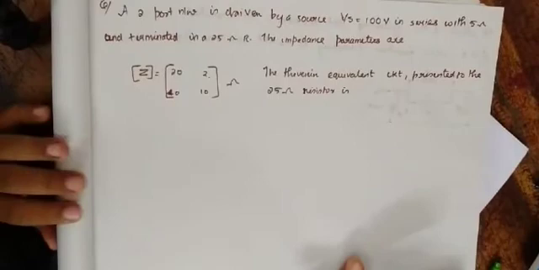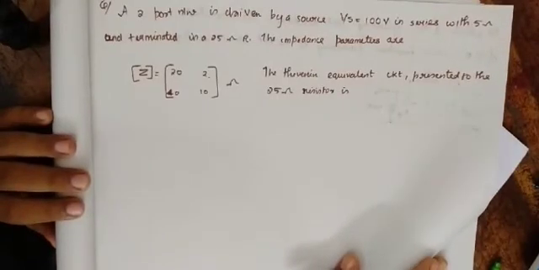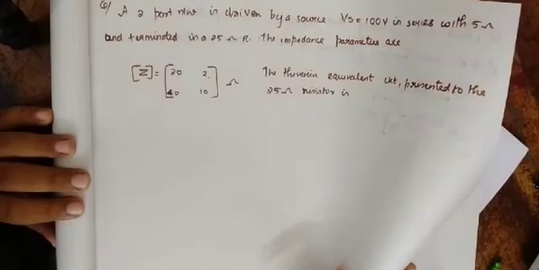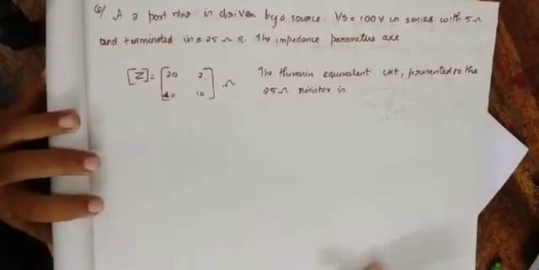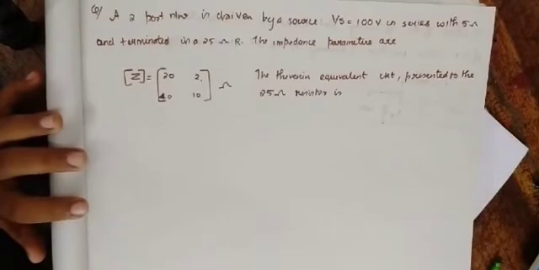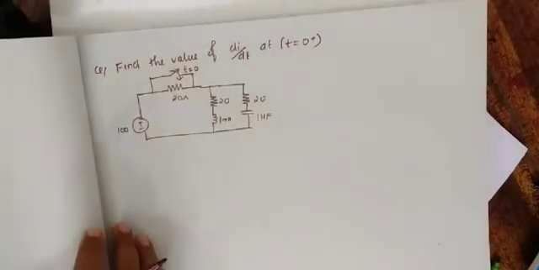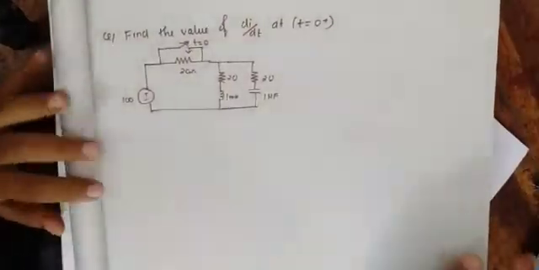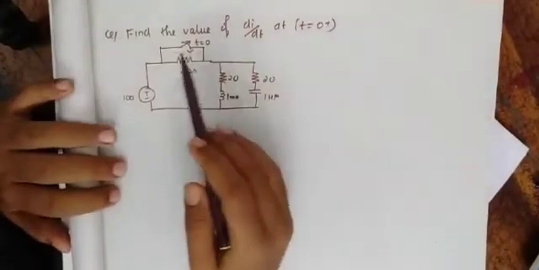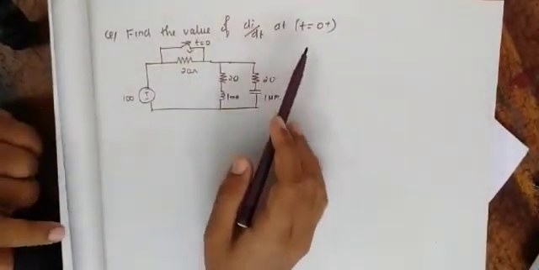Now let me do the next question. So this is the next question. Find the value of di by dt at t equal to 0 plus.